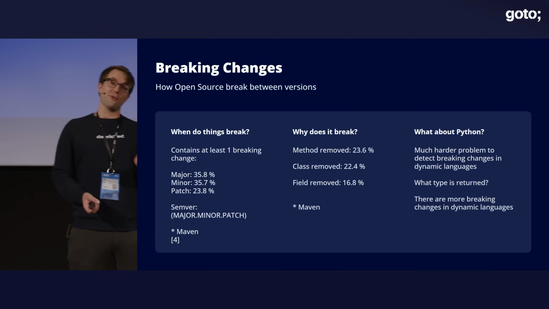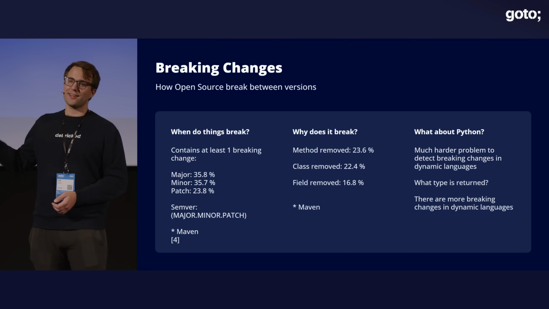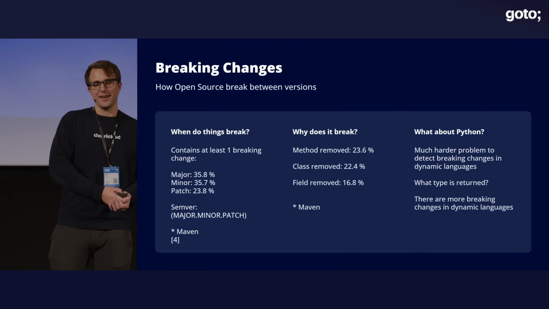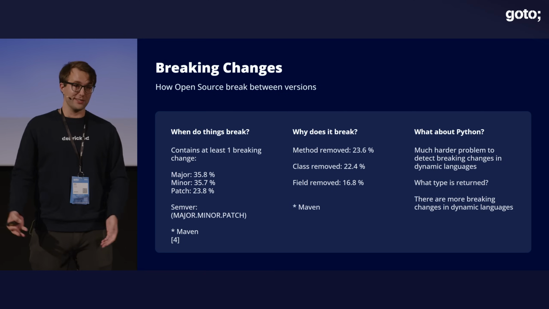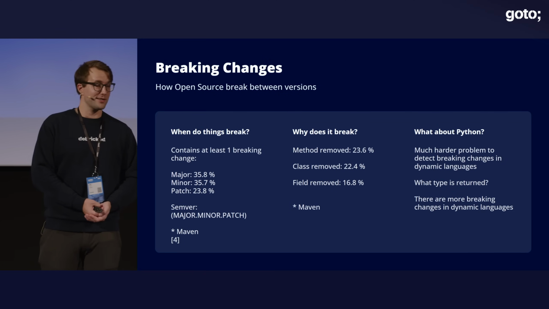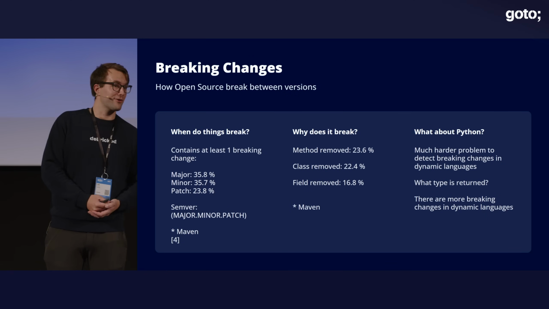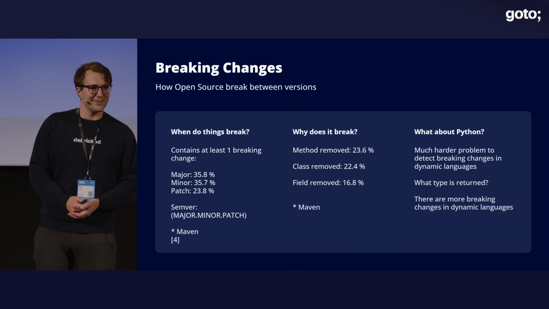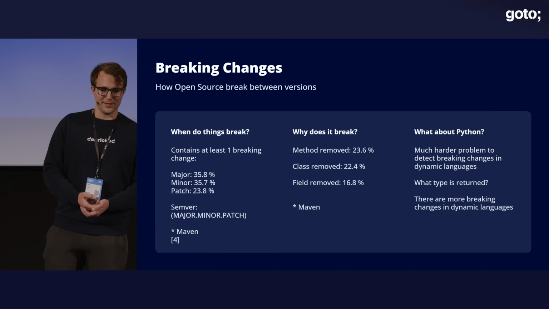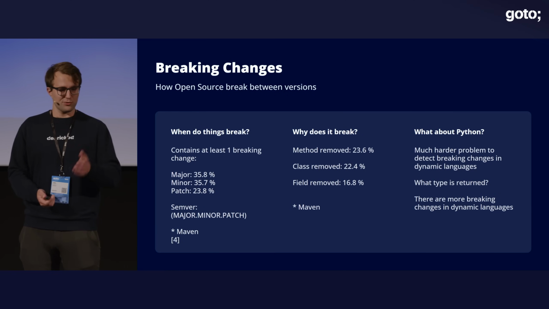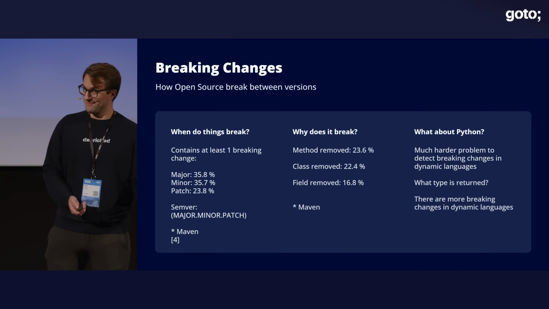Well, Maven is actually quite good in terms of breaking changes compared to other communities. So if you look at dynamic programming languages, it's actually much, much worse. I didn't manage to find any good research on how common breaking changes are in Python because it's so hard to derive. You don't know what type you're essentially returning from a function. So does it break, does it not break? It's hard to know. But they could determine that it's worse than in the Maven community, so it's not great.